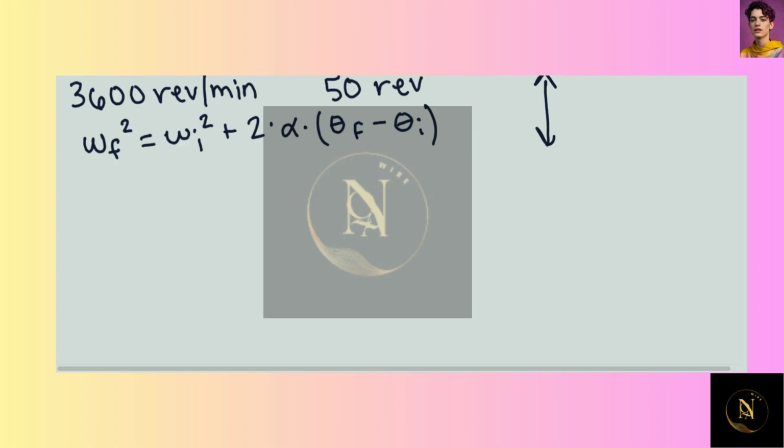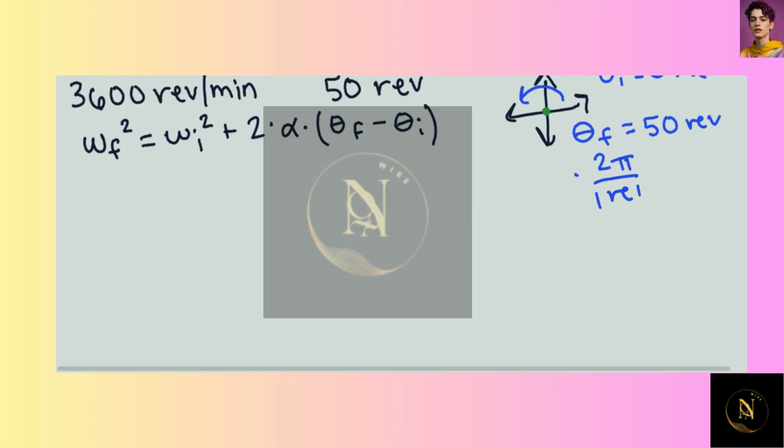We can sketch the motion of our object by indicating the axis of rotation as this green dot coming out of the screen and this blue arrow indicating the direction of the motion. From this, we can see that if we allow the initial angle to be 0 radians, then the final angle is simply 50 times 2 pi. This is because each revolution is equal to 2 pi radians. Writing this out, we have 50 revolutions times 2 pi radians per 1 revolution equals 100 pi.